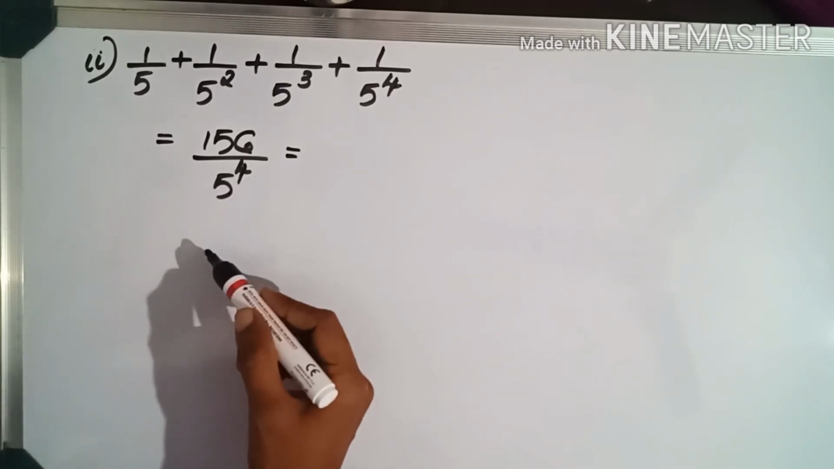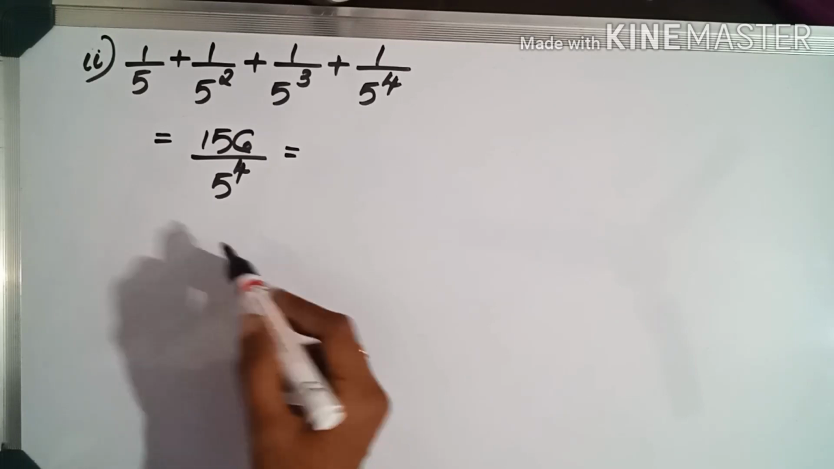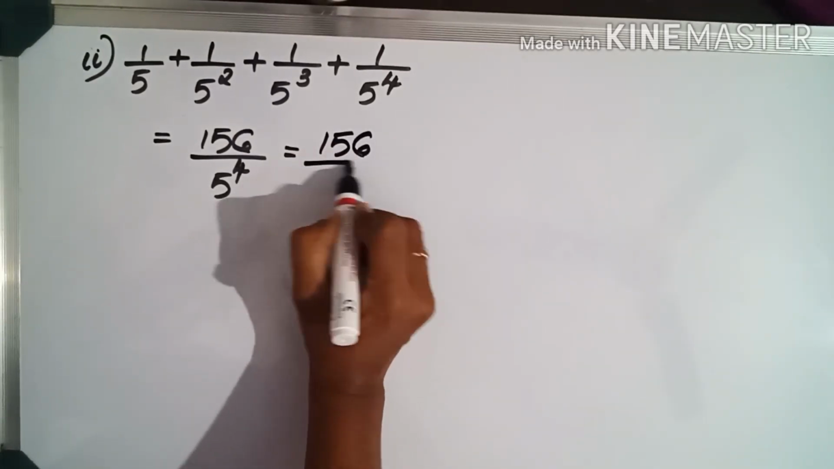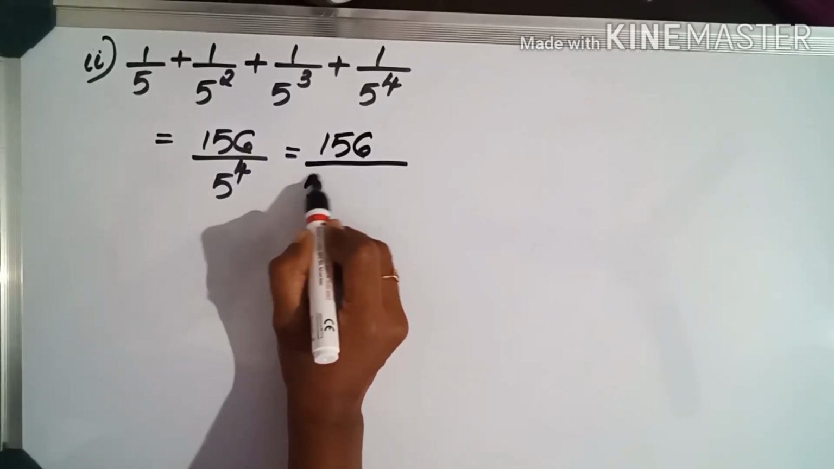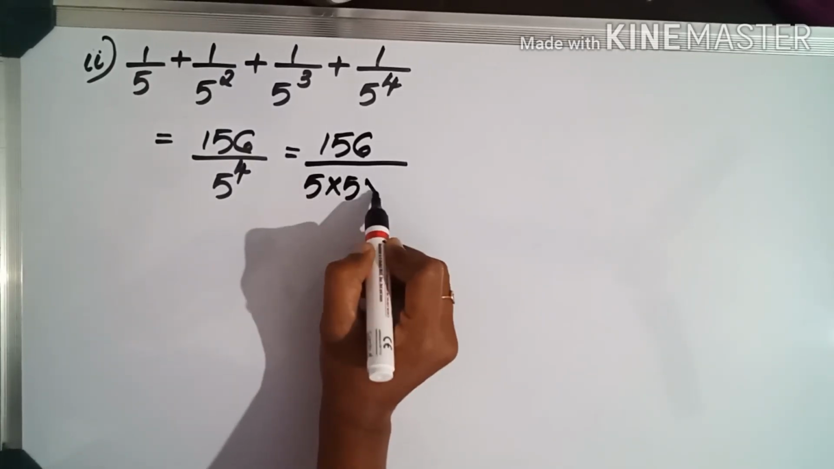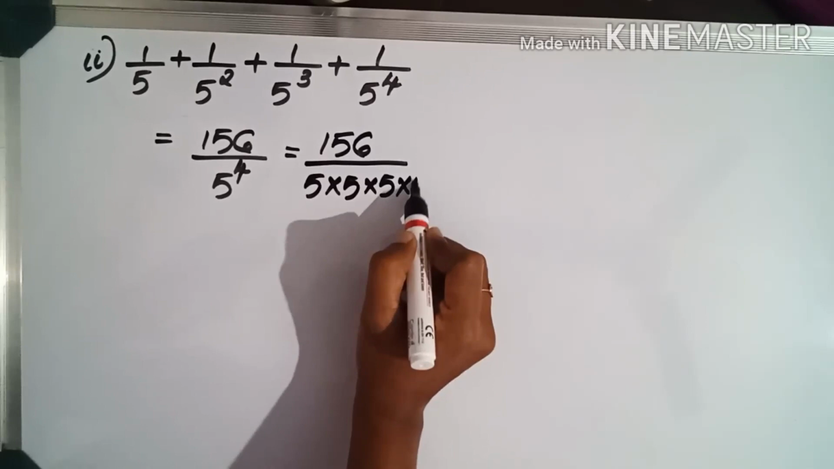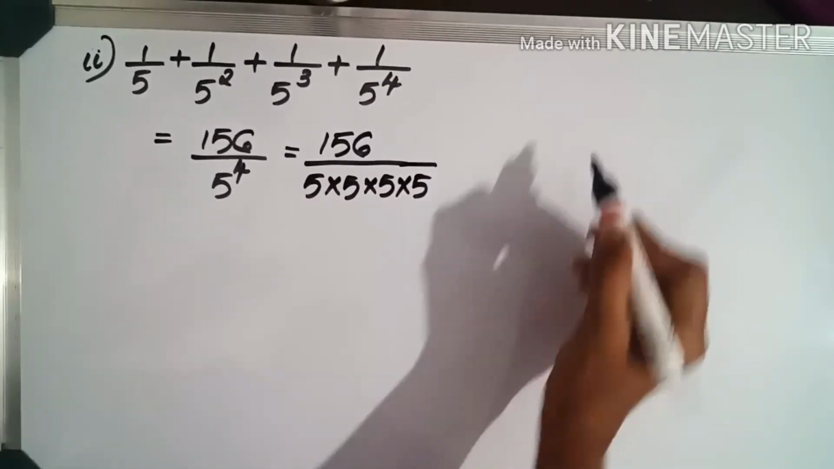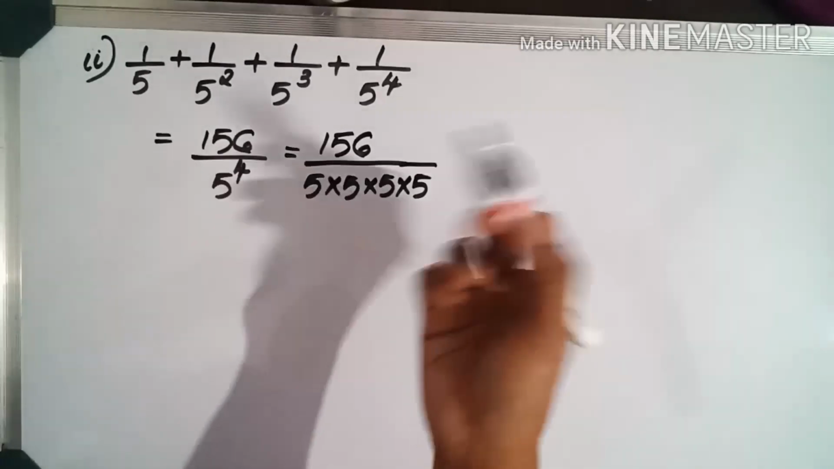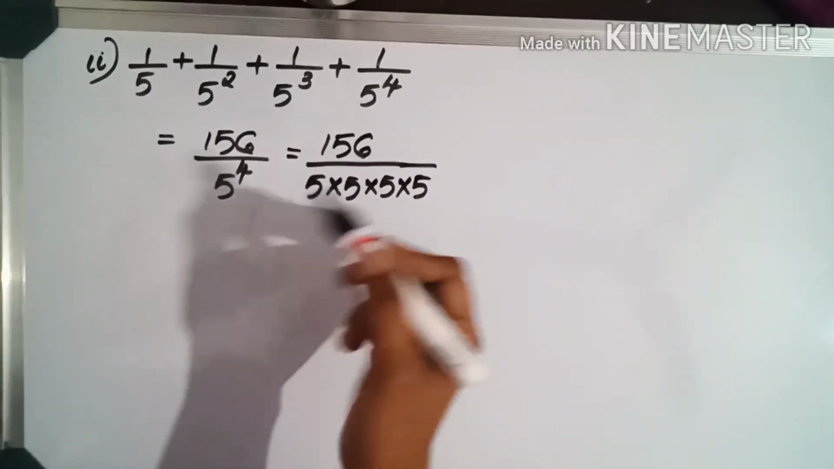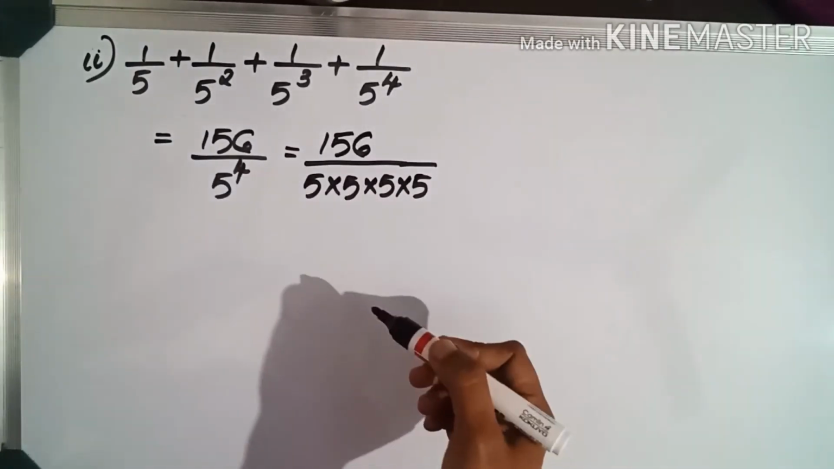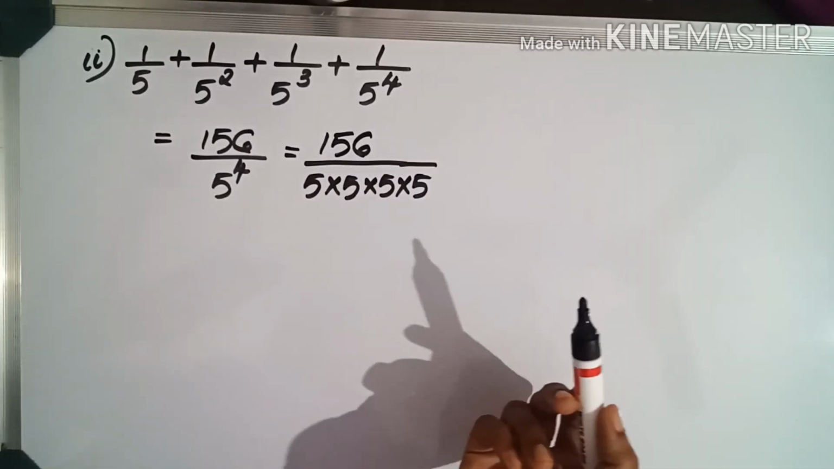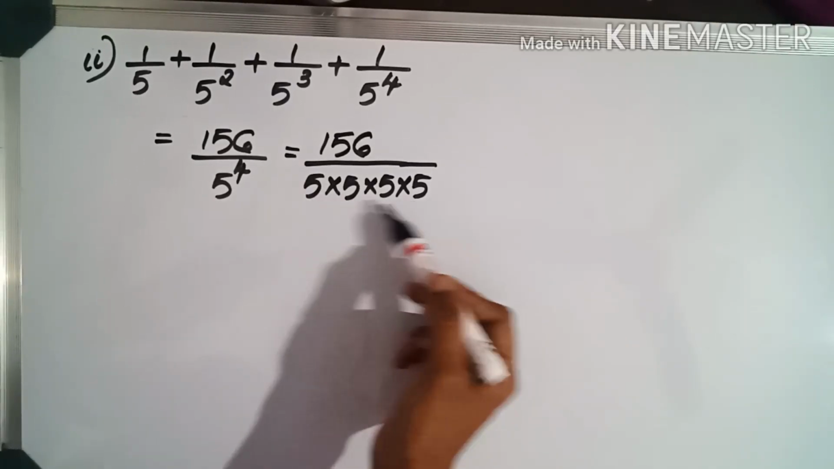So here 5 raised to 4 is already in factorized form. 156 divided by 5 raised to 4 means 5 into 5 into 5 into 5. This is the factorized form, so no need to factorize again. Even after factorizing we will get the same answer, so we can directly write like this.